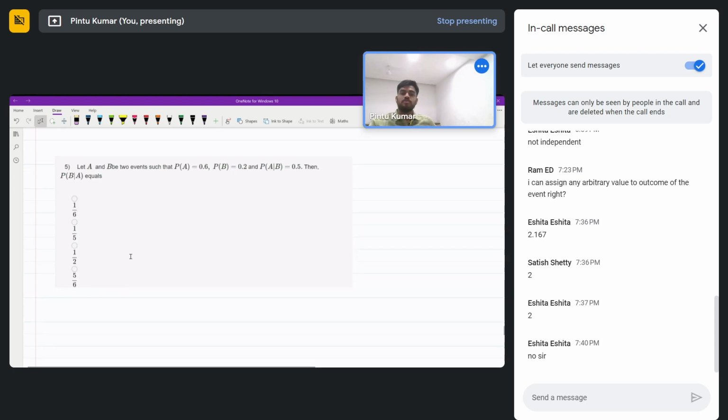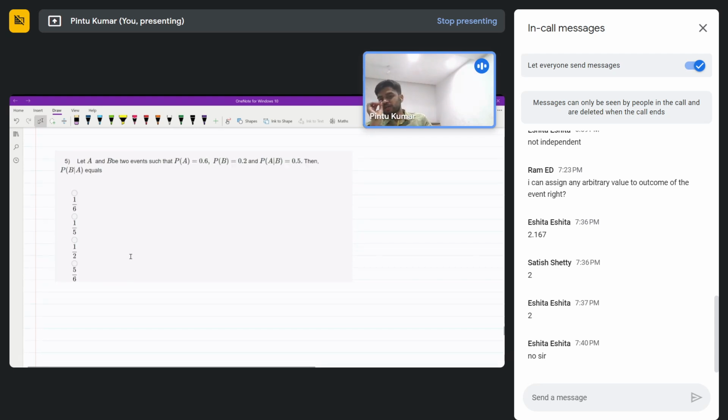Okay, so this is related to conditional probability. I have included it a little late. Let A and B be two events such that the probability of A is 0.6, the probability of B is 0.2, and the probability of A given B is 0.5. Then what is the probability of B given A? This is a very easy question. I want you all to solve it. It will use Bayes theorem. I'll give you 2 minutes to solve this. After 1 minute, I'll write the formula for Bayes theorem. You can use it, but before that, try it on your own.